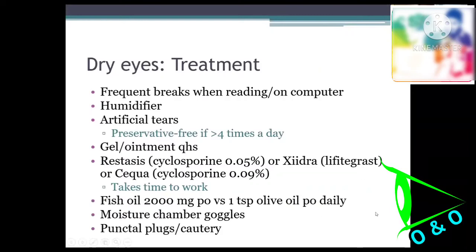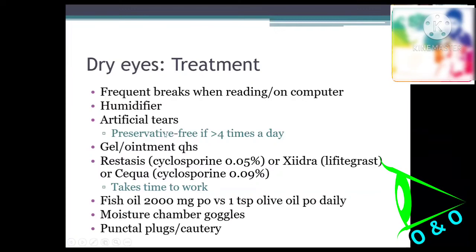Treatment, there's tons of treatments. I usually start with the non-prescription and non-invasive treatments first. Something as simple as telling patients to take frequent breaks when reading or on the computer. I tell them, every 20 minutes or so, just close your eyes real tight for like 20 seconds. That can help re-moisturize everything. A humidifier is really helpful.